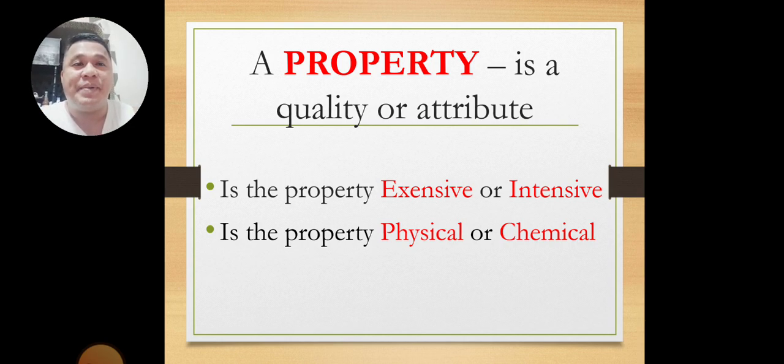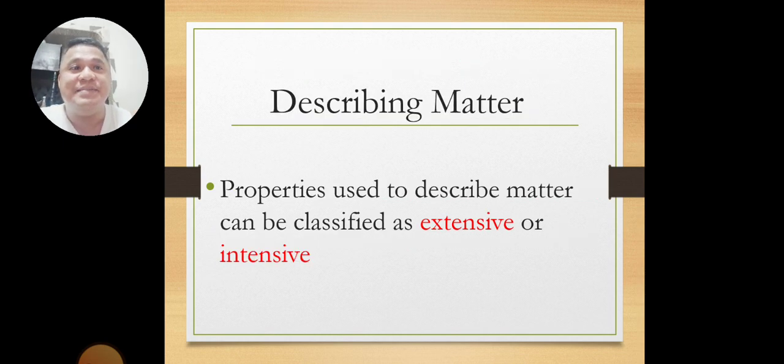So in the context of properties of matter, we'll have to define first what a property is. In chemical terms, it is simply what we call a quality or attribute, like an attribute of a person, your skill, right? So actually, properties are classified as extensive and intensive, and also as physical property or chemical property. All right.